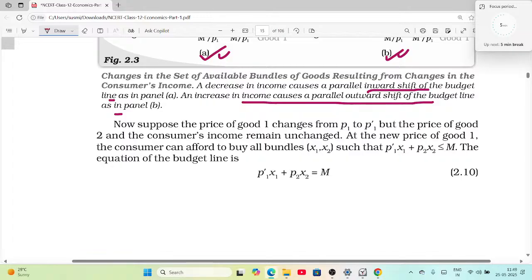Now the price of good 1 changes from P1 to P1 dash, but the price of good 2 and the consumer's income remain unchanged, giving a new budget line. Okay.